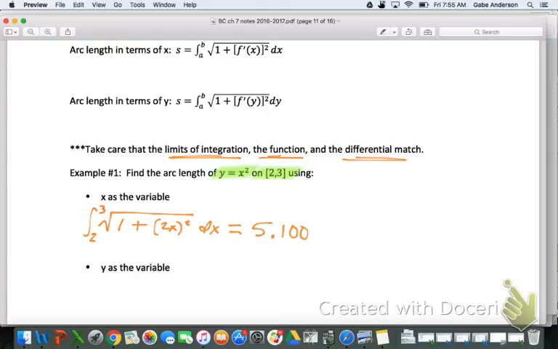Use y. So the integral from 4 to 9. You said integral from 4 to 9? Yep. Of what? Of root 1 plus 1 half y to the negative 1 half, squared. Okay. So did you take that all the way through with Math 9? Yep. And did you get the 5.100? Yep. Okay, awesome. You guys have any questions about where any of Chandler's pieces came from within that?